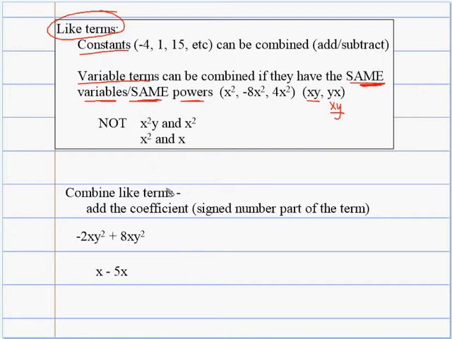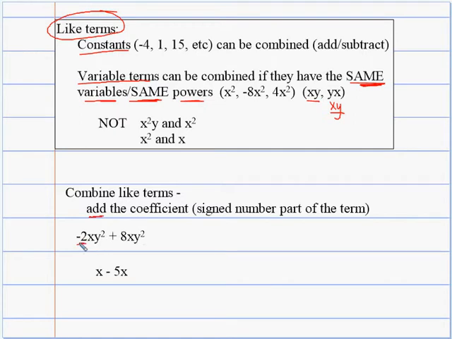Okay, so we can combine like terms, and to do that we add the coefficient, and the coefficient is the signed number part of the term. So first we have to say, are they like terms? Here we have negative 2xy squared plus 8xy squared. They both are xy squared terms, so we can combine them.